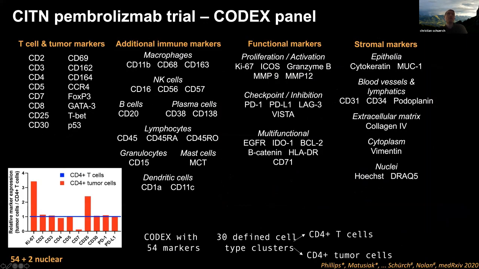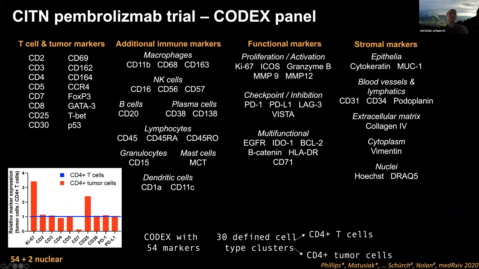We performed CODEX using a 55 marker panel. As shown here, we had tumor and T cell markers, CD4, CD8, etc., macrophage markers and other myeloid cells, then functional markers, importantly, of course, PD-1 and other checkpoints, and some markers for stromal and epithelial cells.